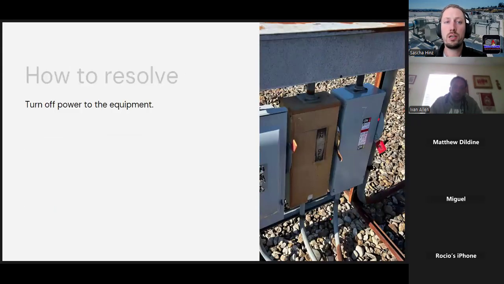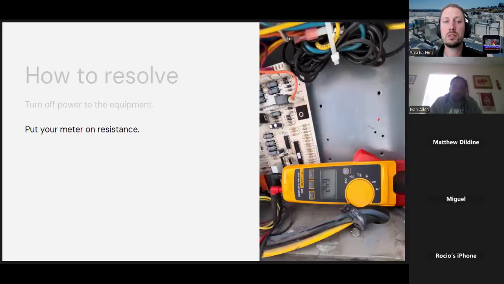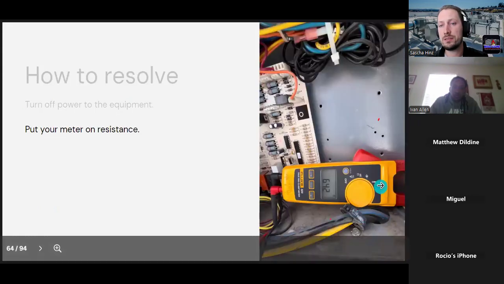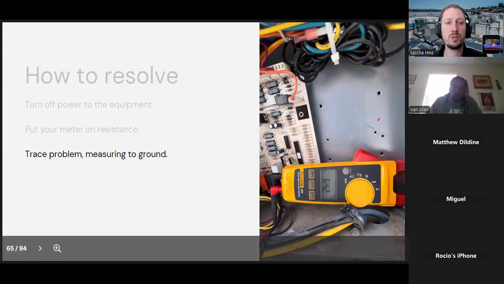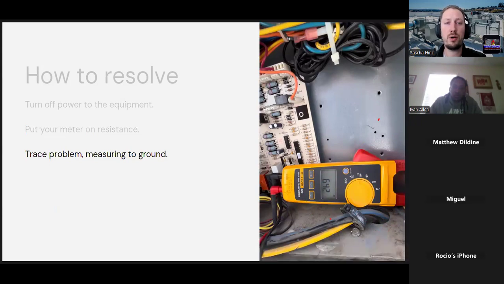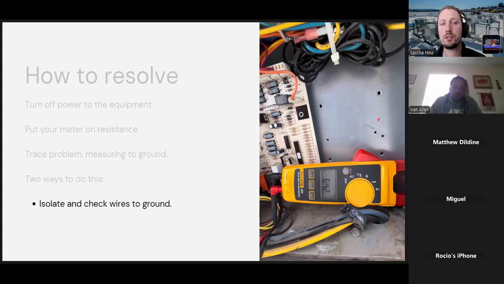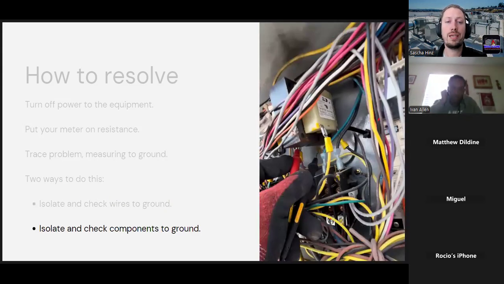Resolving the issue includes you turning off the equipment. Then you put your meter on resistance, like down here. Here you can see we're reading 642 ohms resistance, but you're tracing the problem and you're measuring to ground because you're looking for a ground fault. So you're checking either your wires to ground, which means your line, like L1, L2, L3, if you're working on three-phase equipment, or two phases, you're taking one line and you're measuring to ground. Or you can take your individual components and measure the components to ground.